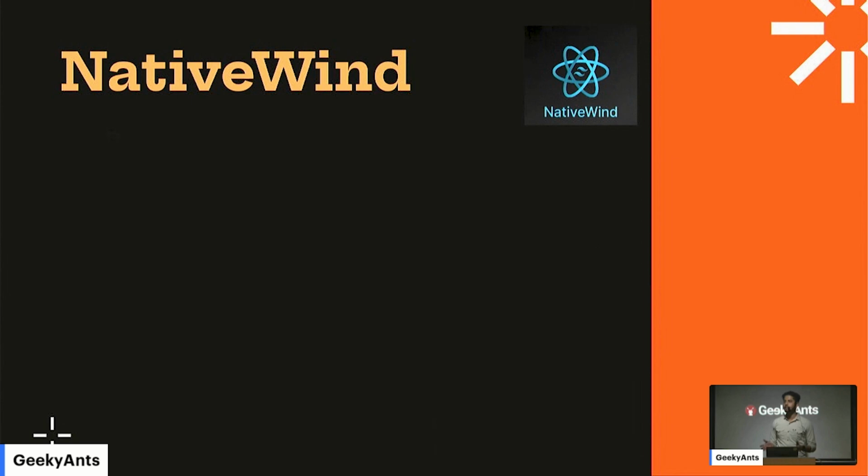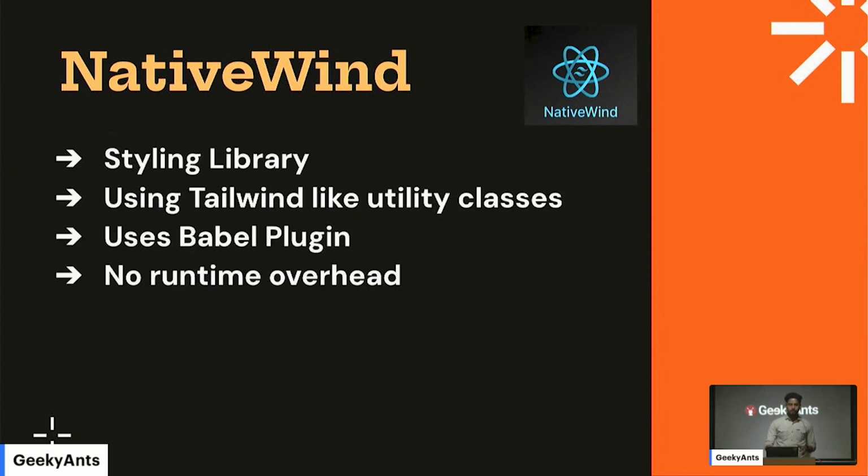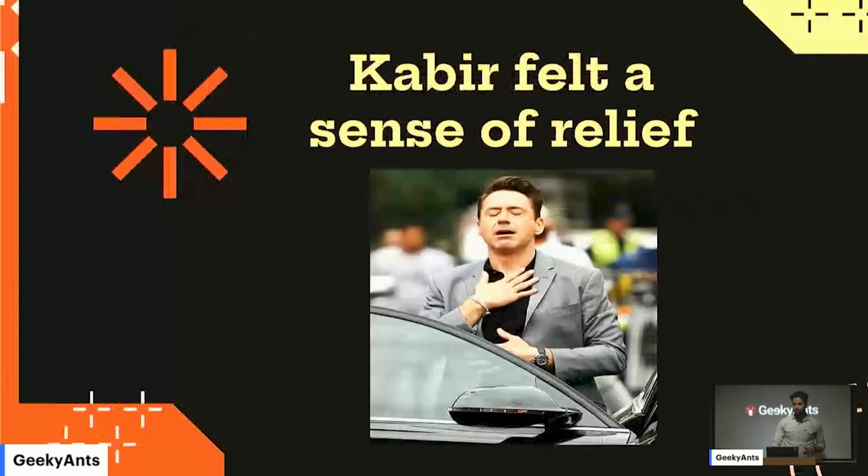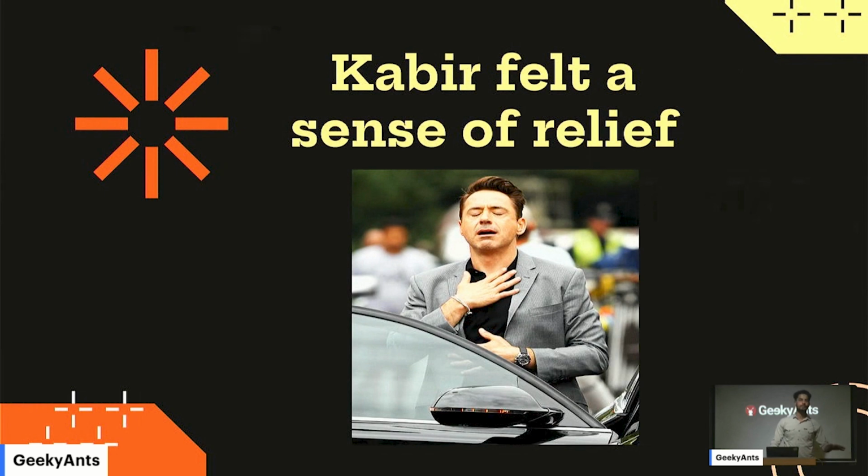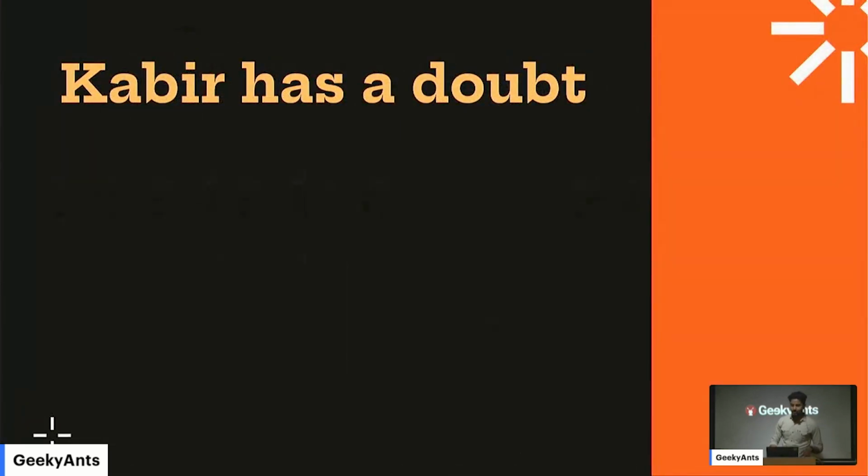So what is NativeWind? NativeWind is a styling library which helps you use Tailwind-like utility classes in React Native, and it uses a Babel plugin which helps you resolve class names to StyleSheet at build time. So no runtime overhead. Oh, Kabir felt a sense of relief. But now Kabir has a doubt.